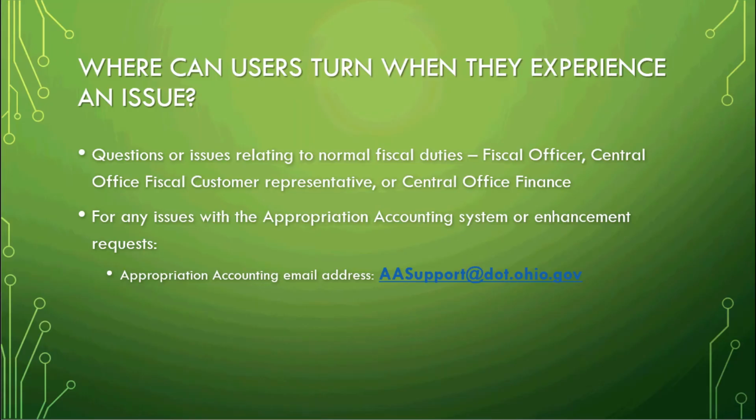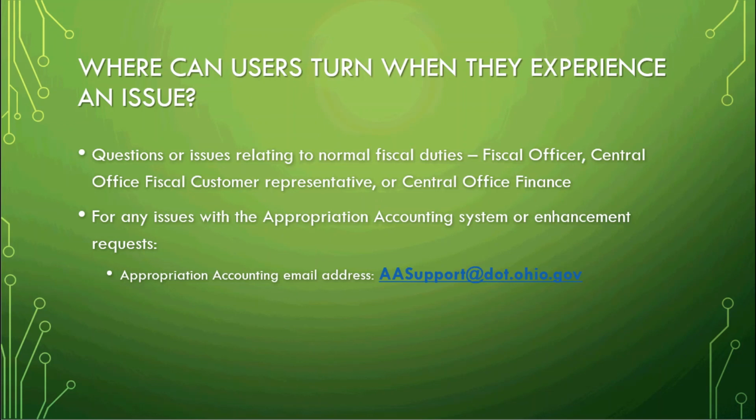Where can users turn when they experience an issue? If a user has a question or a concern relating to normal fiscal duties and needs help with something like a question about their budget or a requisition, then they should reach out to their fiscal officer, central office fiscal customer representative, or the appropriate central office finance subject matter expert.